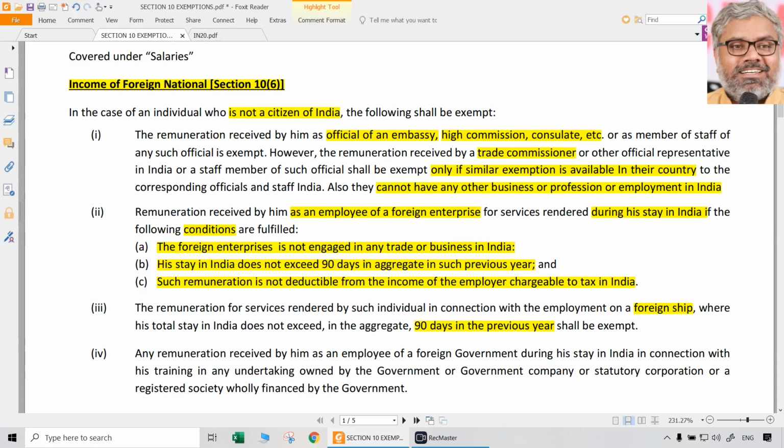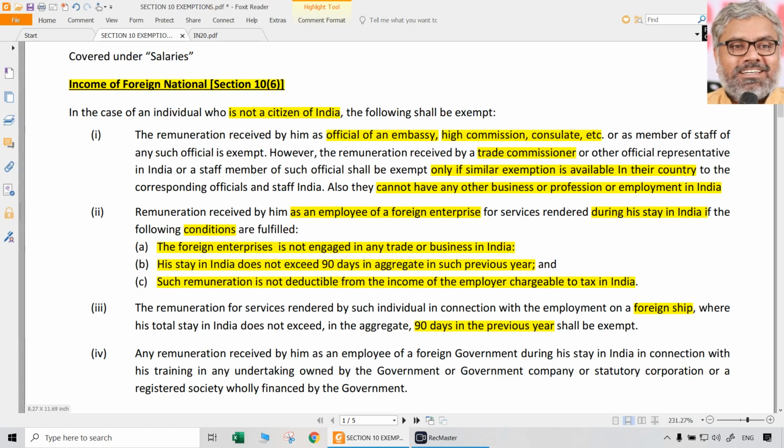When we say exempt, it is exempt. But the only point is, this person should not be a citizen of India. We are talking about entire section 10(6) about non-citizens, foreign nationals. In this case, this foreign national is working in a foreign ship and in the previous year his aggregate stay in India did not exceed 90 days. Then remuneration for services rendered by such an individual shall be exempt. That's all. That was the third category.